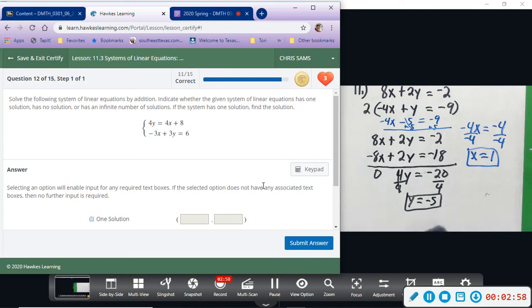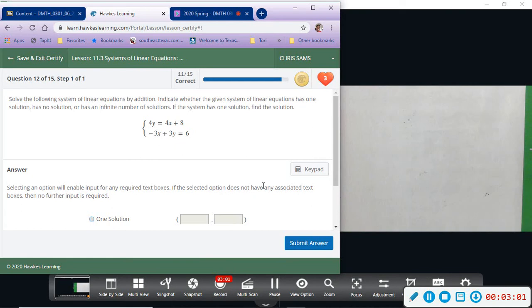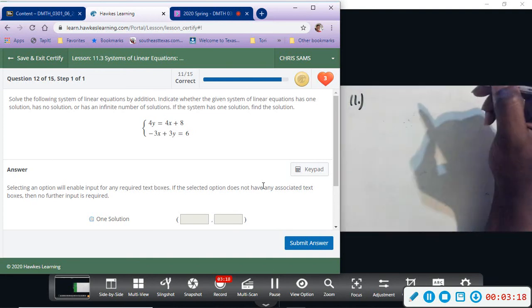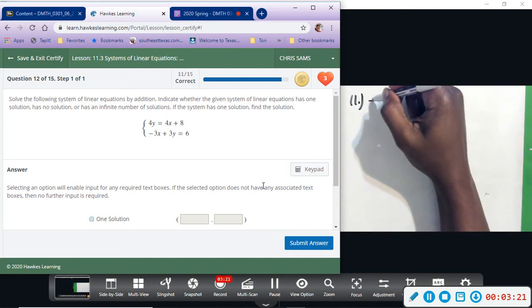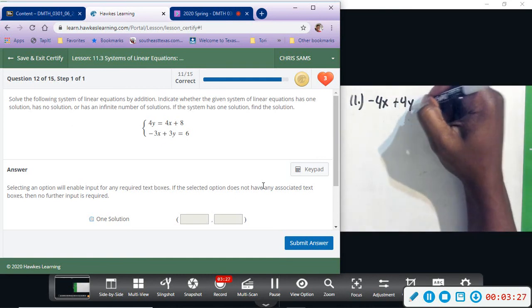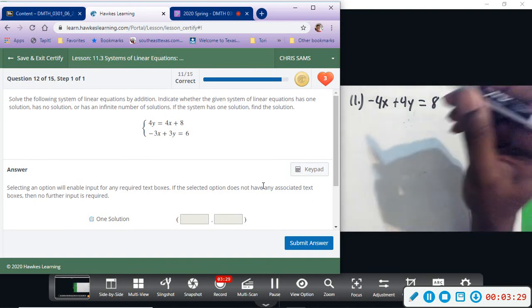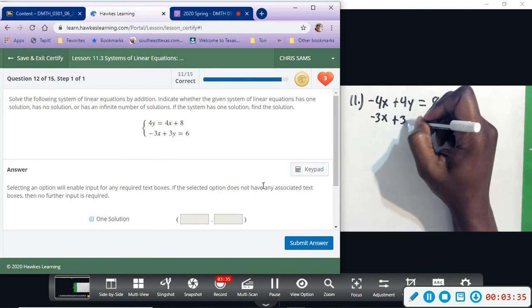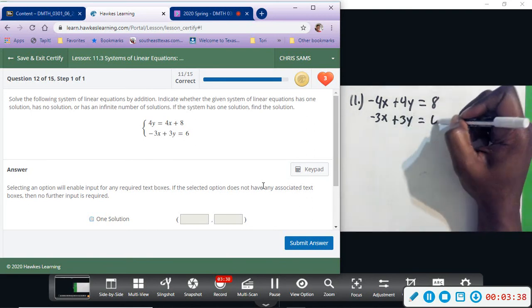Alright, number 12. Again, the first equation has 4y on one side, and then the x is on the other side, so we need to move it to the same side. So starting this one off, I'm going to change the sign and move the x over, so it'll be a negative 4x plus 4y equals 8. Alright, and then negative 3x plus 3y equals 6.